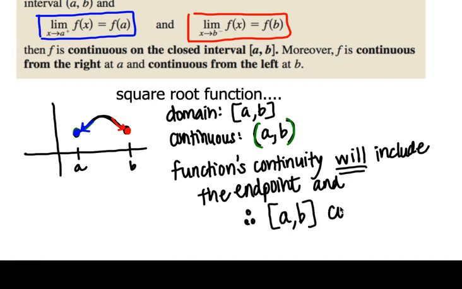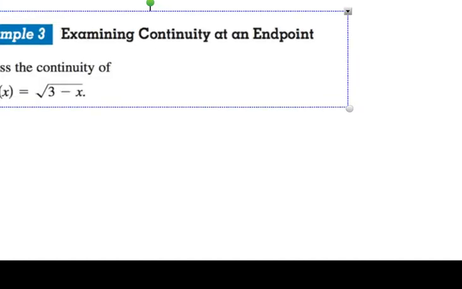So this is the continuity. This is the domain's continuity. Okay, this is the continuity of the function, and this right here in green is the continuity of the domain. I don't think I was real clear about that. So let's come over here and I'll show you.